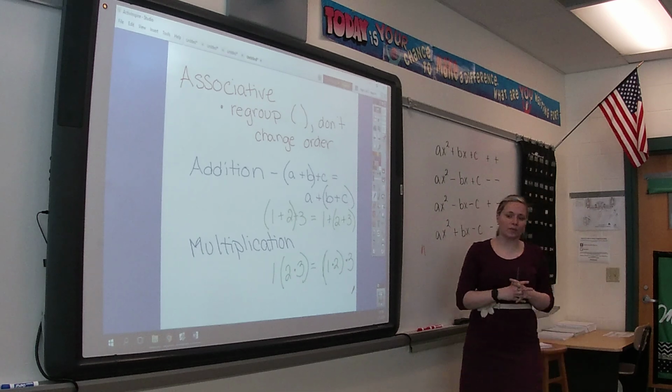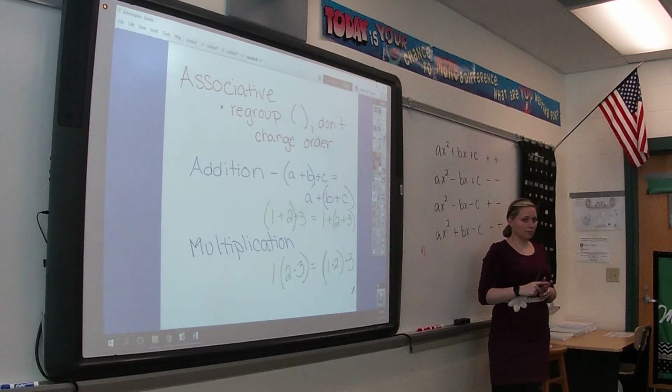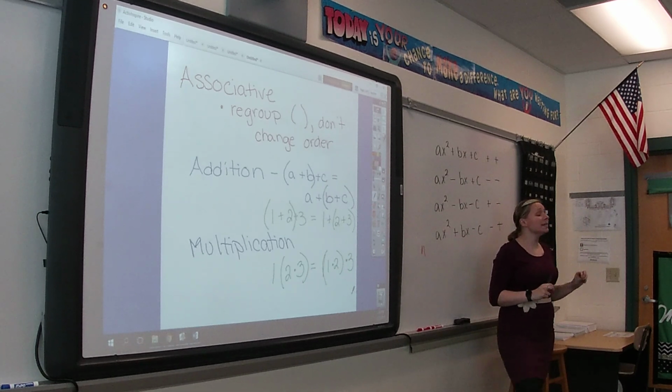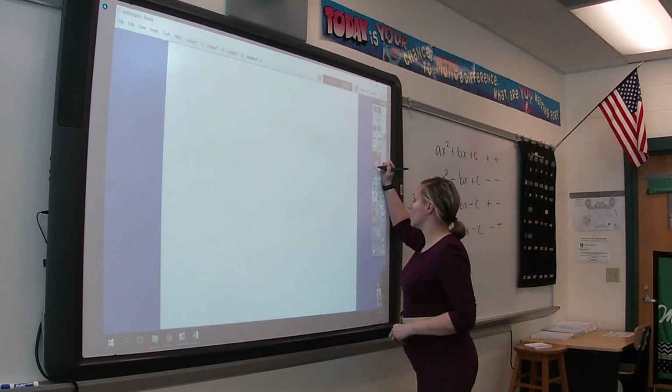Questions on the associative property? Okay, there's 2 of 3 for today. The third one is the most important. And hopefully when I put this up here, you know this word.